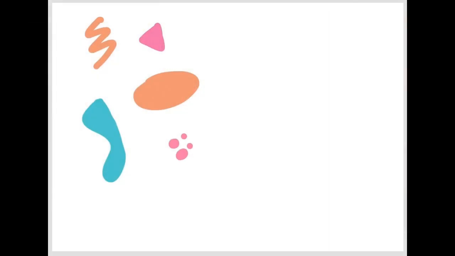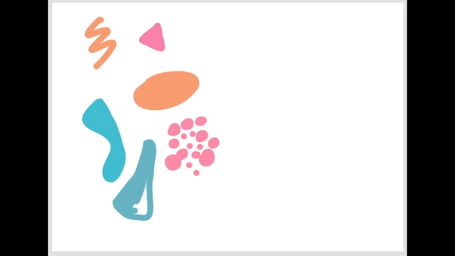Let me show you how I work with basic shapes. I usually start by drawing some random shapes, anything that comes to mind. It could be a square, a rectangle, a triangle, or even curves and weird shapes. Don't overthink it, just let your brain guide you.